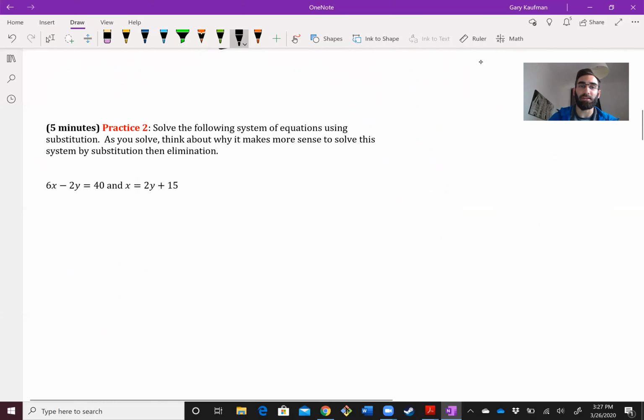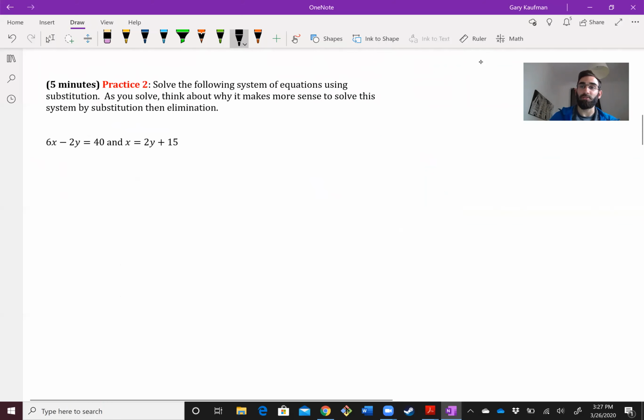Here is the second practice problem. This time I ask you to do substitution, and again I ask you to think about why it makes more sense to solve using substitution. Go ahead. Now, this one is better for substitution because we already have a variable that has been isolated, so I can now just take this and substitute it in for x.